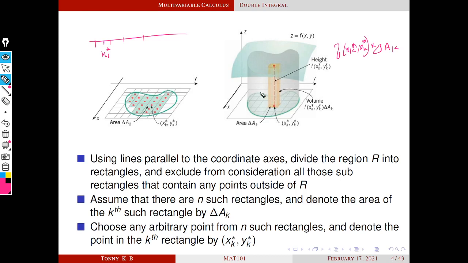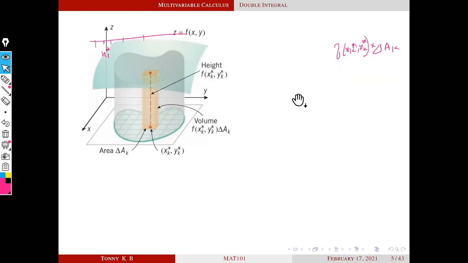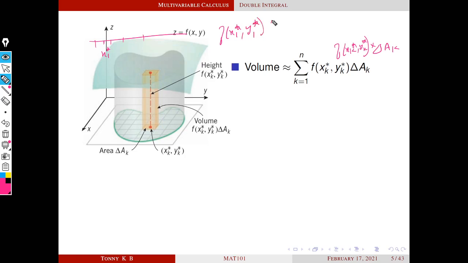We have to find the volume of this entire region. Then how to approximate it? You take the sum of all such parallelepipeds. So the volume between the surface z equals f of x, y and the region R is approximately the sum from k equals 1 to n of f of xk star, yk star times delta ak. This is f of x1 star, y1 star times delta a1 plus and so on, up to the nth term, meaning the volume of the first rectangle, then the second, and so on. This sum is only approximately equal to the volume because we throw out the boundary non-rectangular shapes.